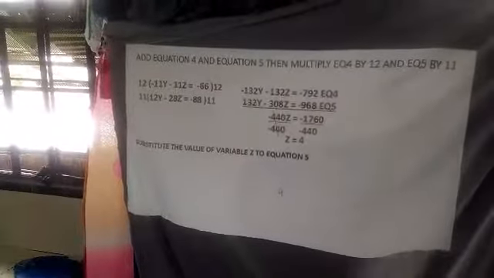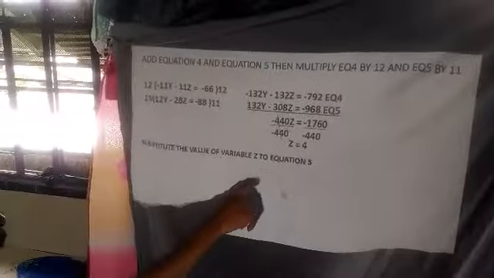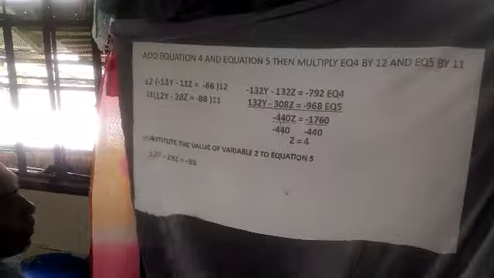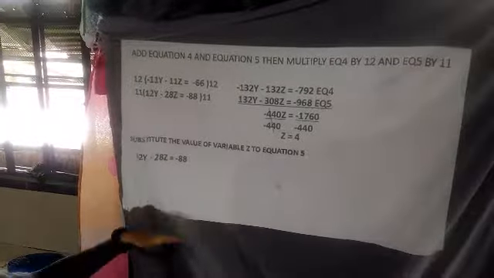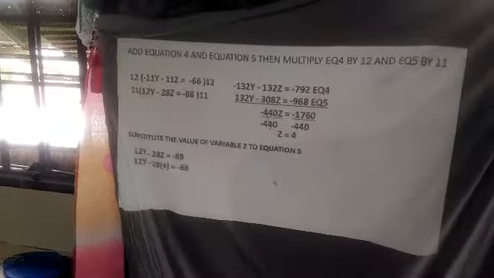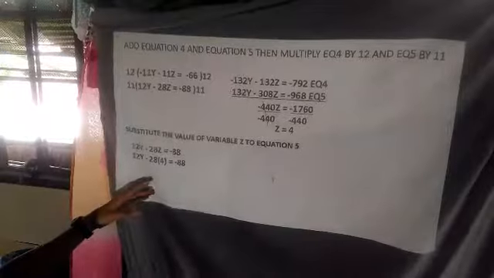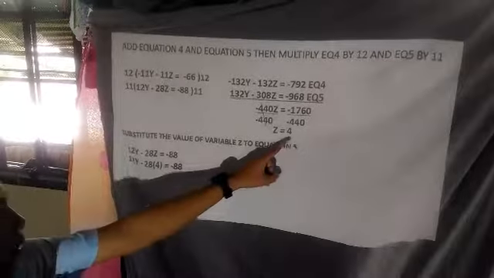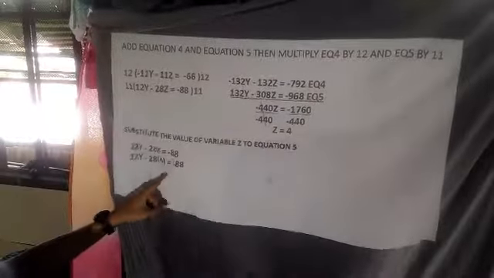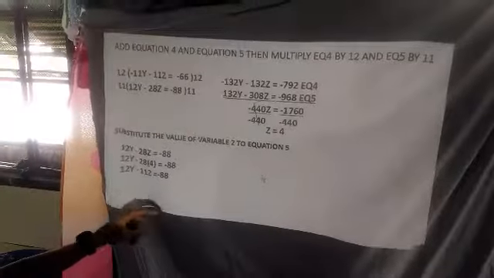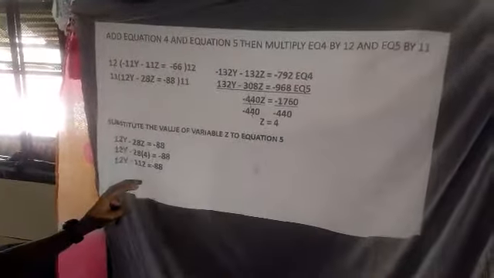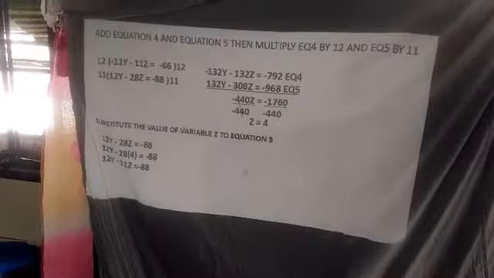So now we substitute the value of variable z into equation 5. So we have 12y minus 28z equals negative 88. Then we have 12y minus 28, and we know that our z is 4. So we substitute there. So we have 28 times 4 equals, negative 88. So we have 12y minus 112 equals negative 88.